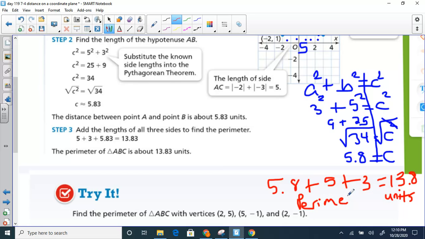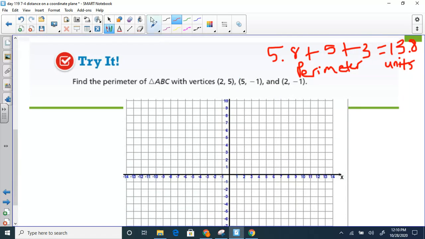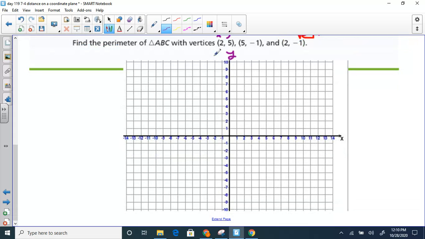Sorry, I'm writing really messy with my mouse here. Okay, so 13.8. So let's just try this one, and then that's pretty much it. 2 comma 5, don't forget points are x comma y. So you might need graph paper for this. Actually, you will need graph paper. 2 comma 5, so 2 comma 5 is right here.